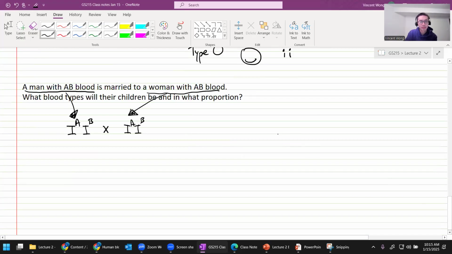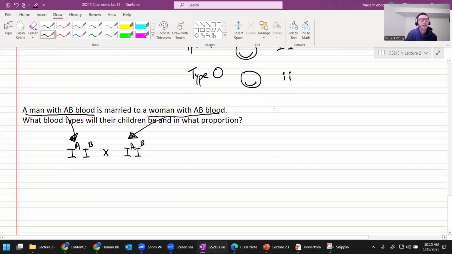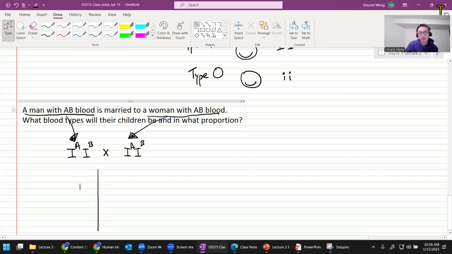And then we're gonna cross them. Remember, the alleles will separate during formation of gametes. And so half the sperm will have IA, the other half will have IB, and we're going to be doing a Punnett square for it. Let me just restart the program. It's not letting me draw straight lines.